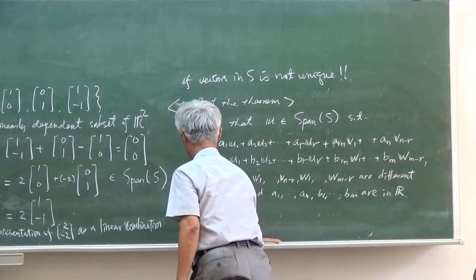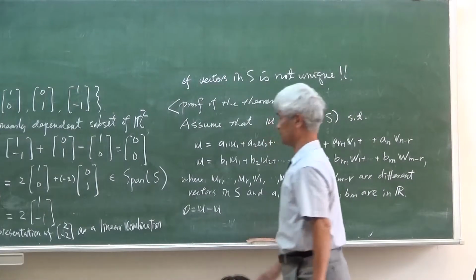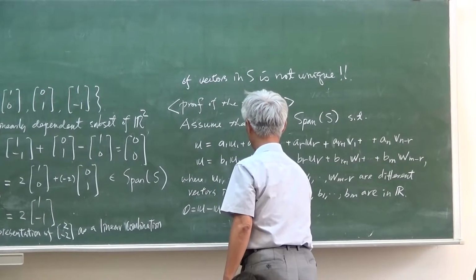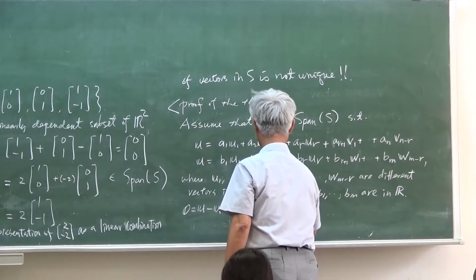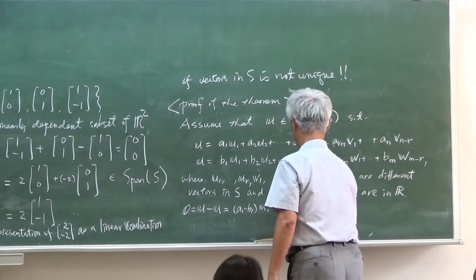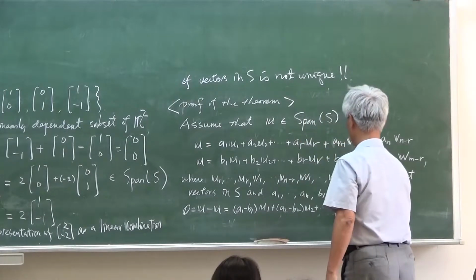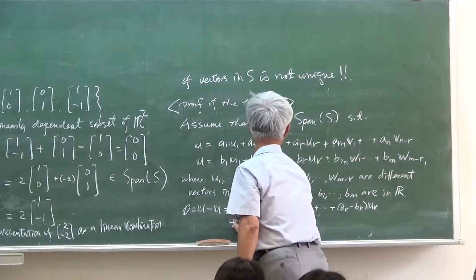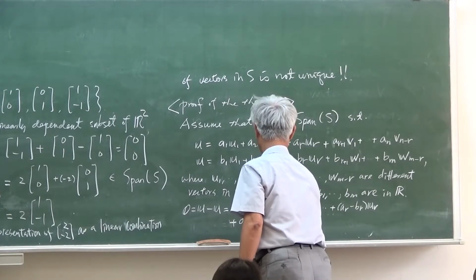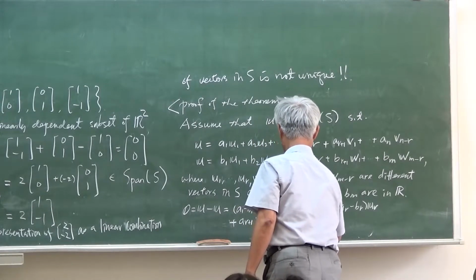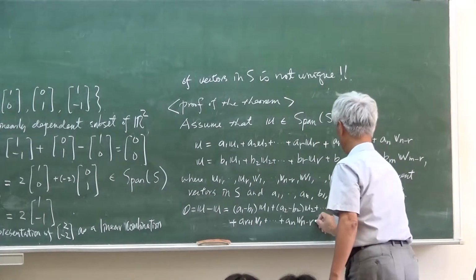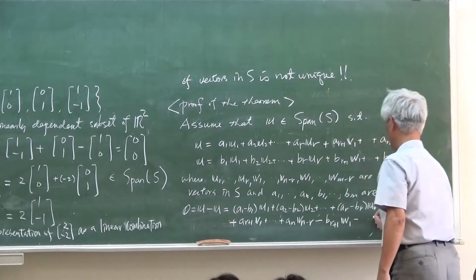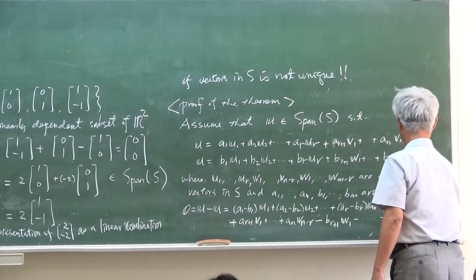Okay, so 0 equals u minus u. I do the subtraction. Then I have (a1 minus b1) u1, (a2 minus b2) u2, plus up to (a_r minus b_r) u_r. Okay? Plus a_{r+1} v1, up to a_n v_{n-r}. Okay? Minus b_{r+1} w1, up to minus b_m w_{m-r}.